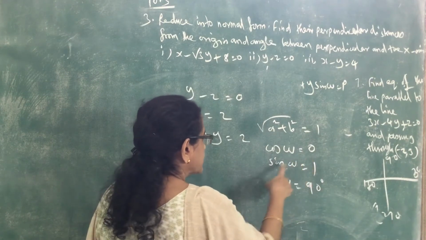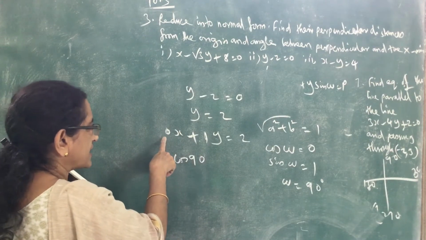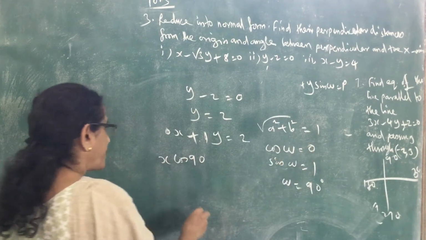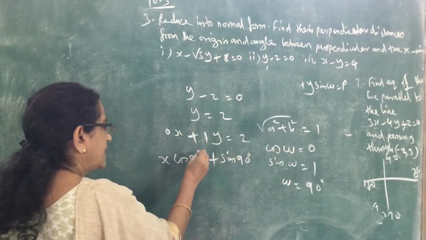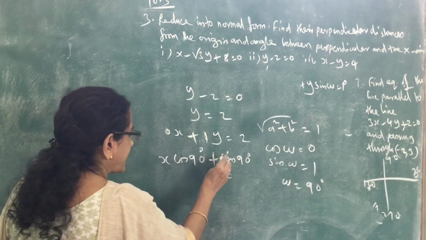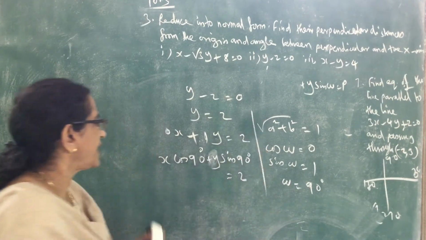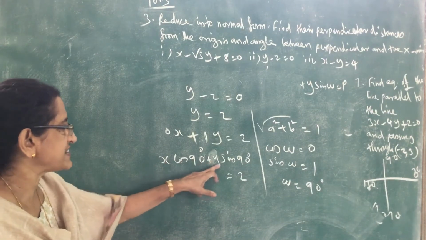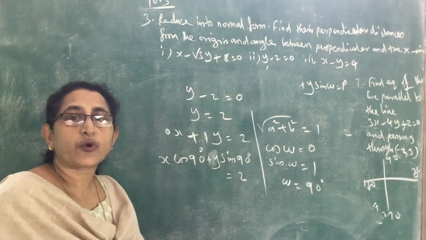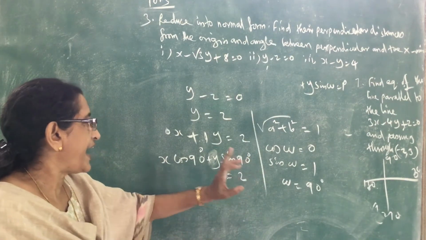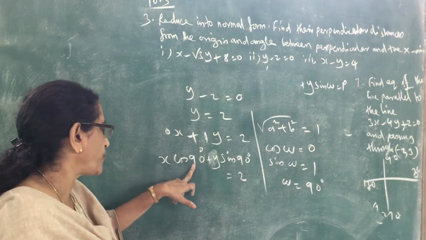So we can write this in the form x cos 90 plus y sin 90 equal to 2. Instead of 0 we can write cos 90, and instead of 1 we write sin 90. So we wrote it in the normal form x cos omega plus y sin omega equal to p. P is 2. So the perpendicular distance from the origin is 2 units, and omega, the angle which it makes with the positive x-axis, is 90 degree. So omega equal to 90, p equal to 2.